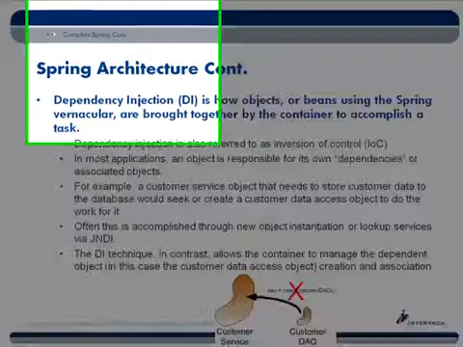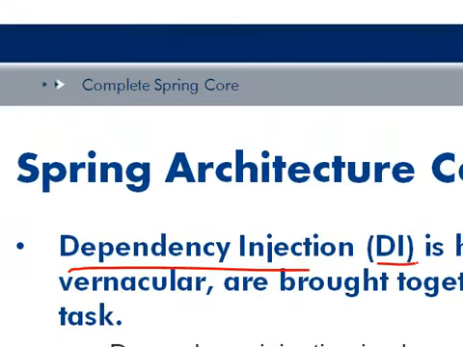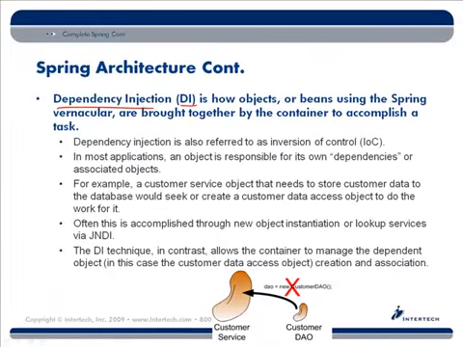The first concept, dependency injection, otherwise known as DI, is how objects or beans, again using the Spring vernacular, are brought together by the container to accomplish some sort of task. When we think about application code, we're often talking about many components, many objects working together to get some work done. Well, the same thing happens in a Spring application. But dependency injection, also known as inversion of control, or IOC, is a means by which we give the Spring container the job of helping us assemble those objects to get work done.